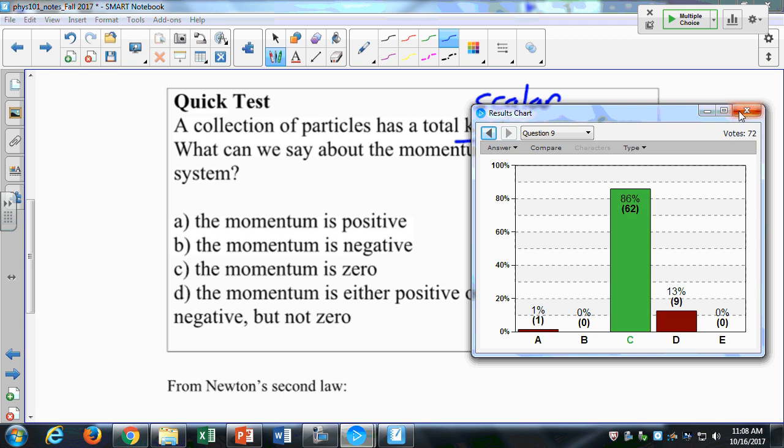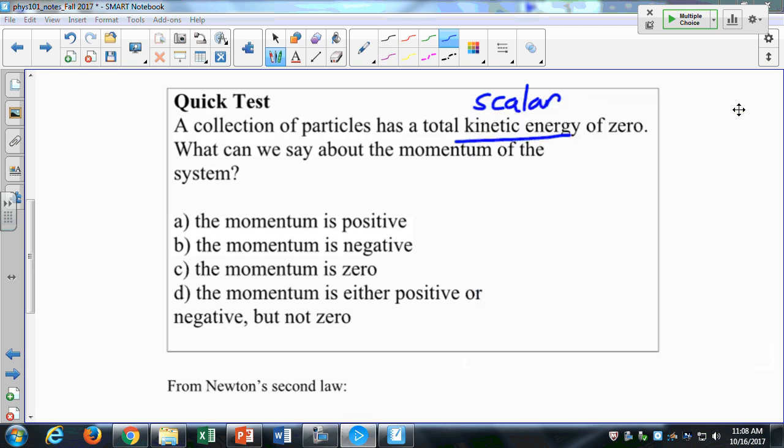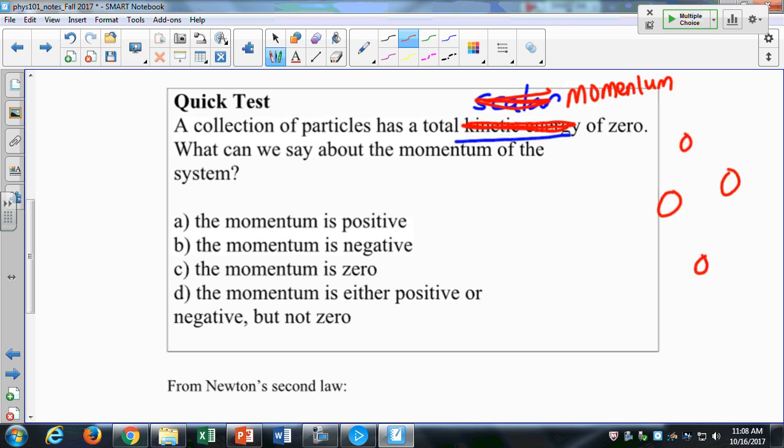Okay, good. C is right. The momentum is 0 because if the kinetic energy is 0, that means they're not moving at all. But what if we said, instead of the kinetic energy being 0, that the momentum of these particles is 0? So I have particles that are all moving around, or maybe not moving around, and the total momentum of that system is equal to 0. What can we then say about the kinetic energy of the system? Is the kinetic energy positive, negative, 0?